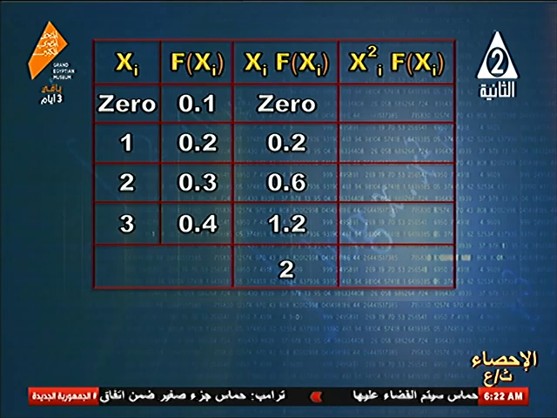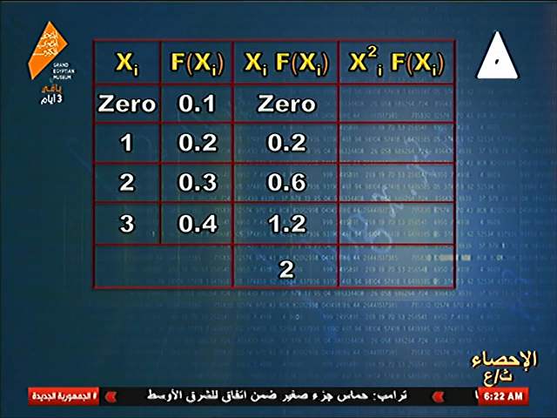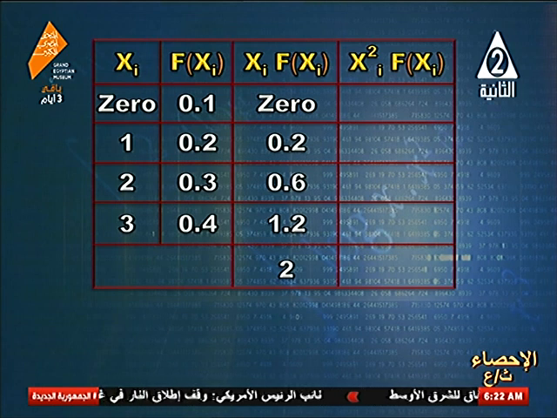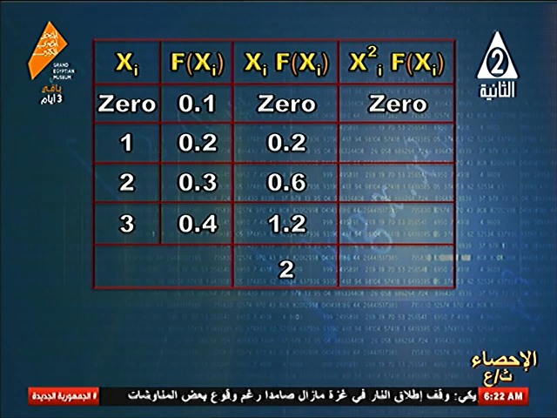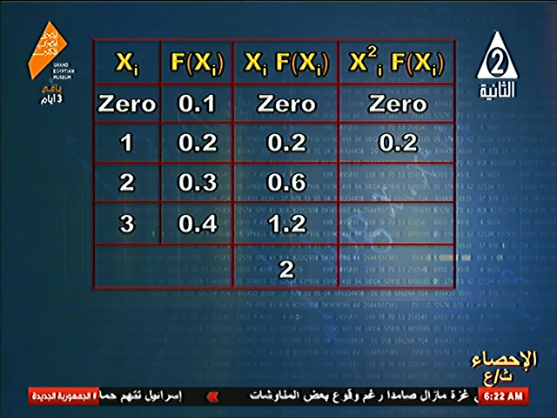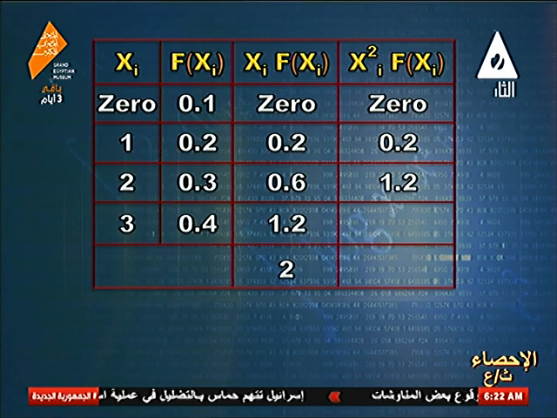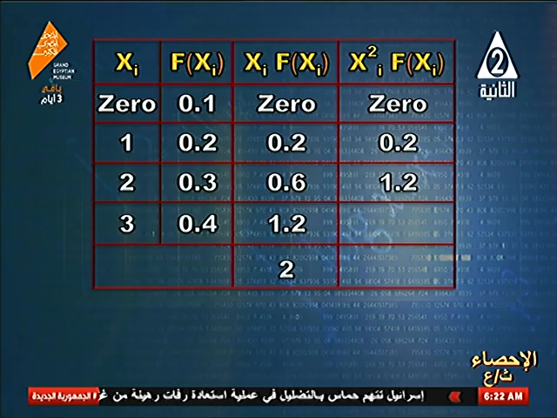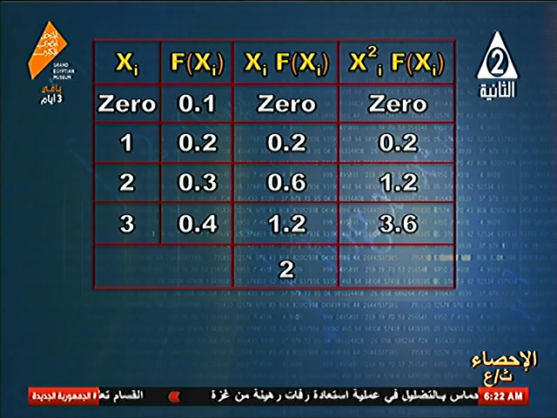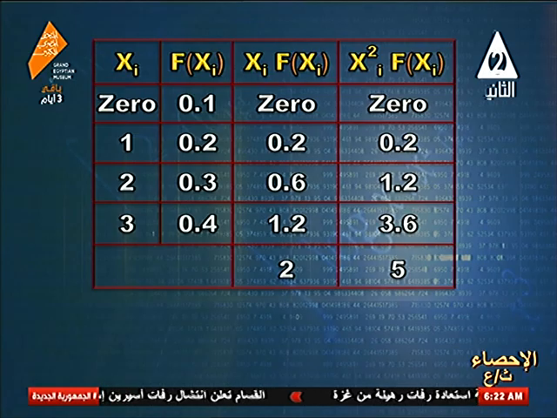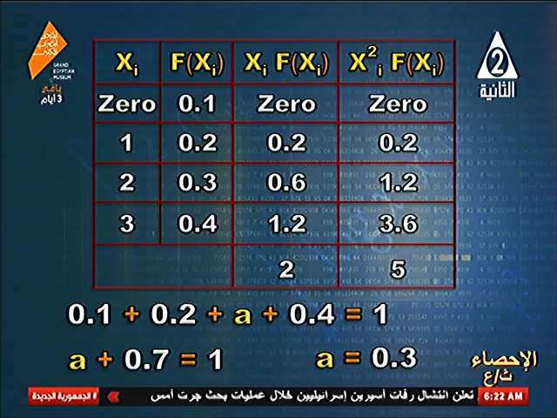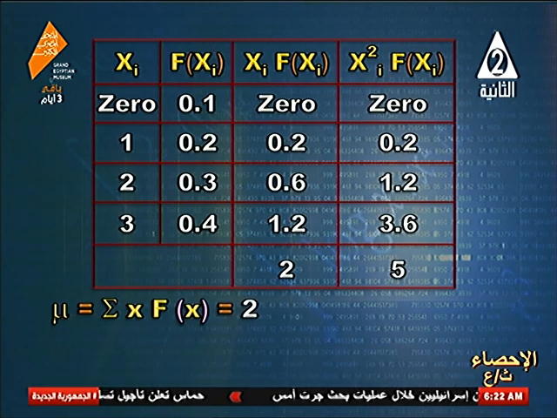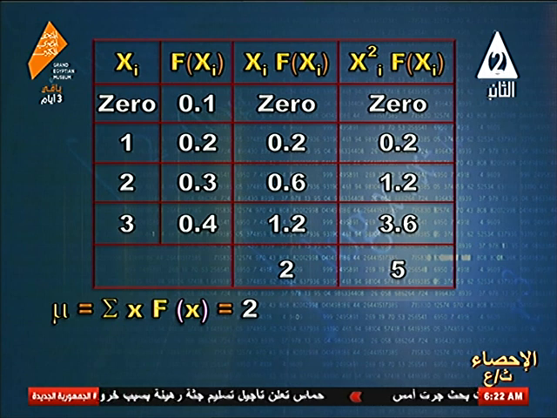After that, we translate to the last column, xi square f of xi. We multiply xi square: 0 multiply 0.1 is 0. 1 square multiply 0.2. 2 square is 4, multiply 0.3, 1.2. 3 square is 9, multiply 0.4, 3.6. What is the summation? 5. After that, look at the value of a in this case, it is 0.3. And mu is 2 from the table.